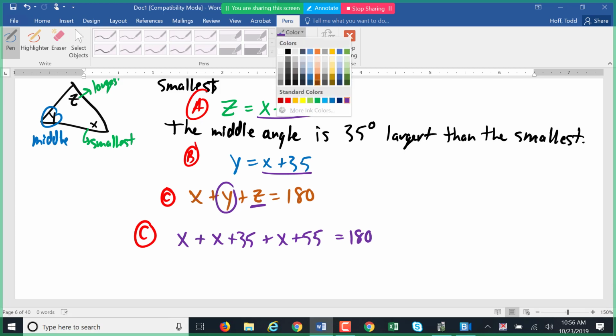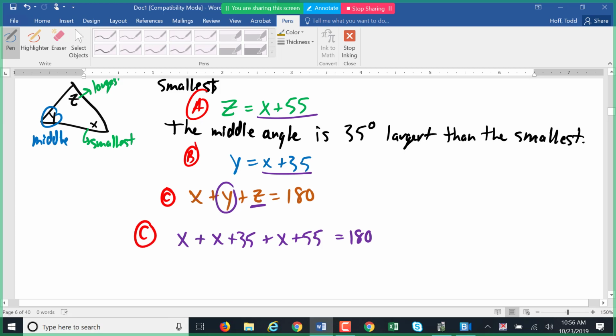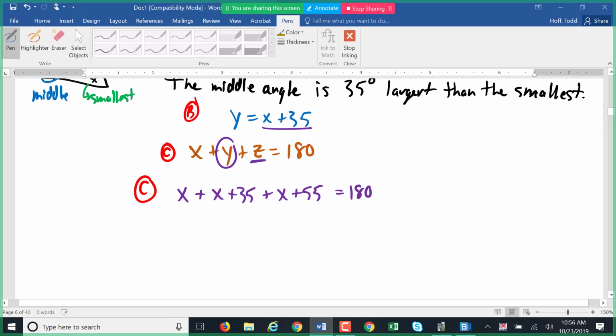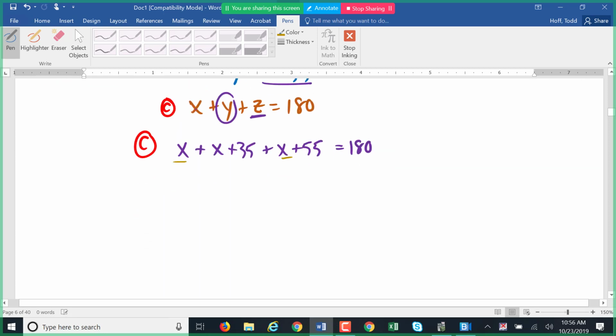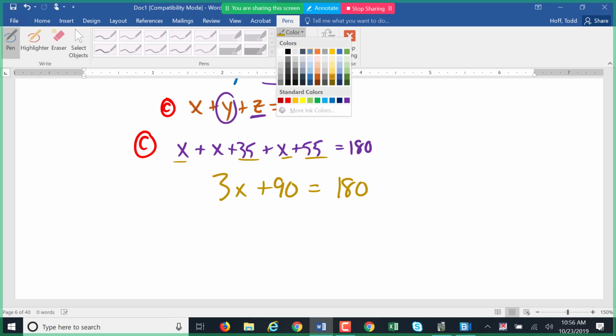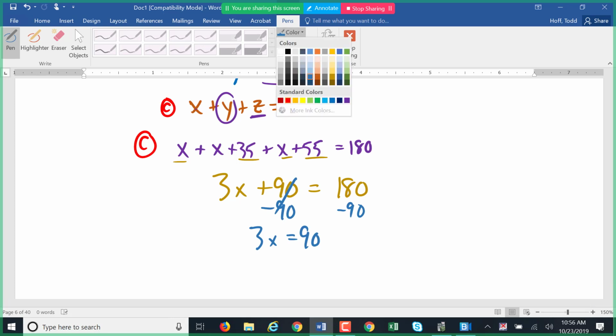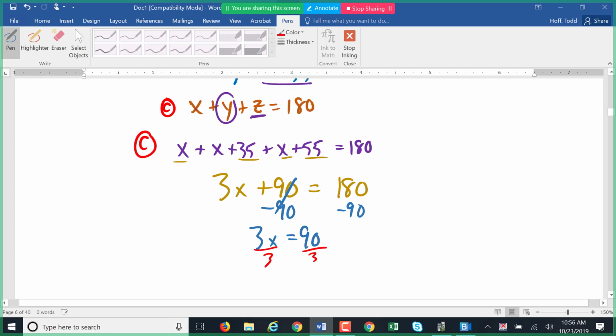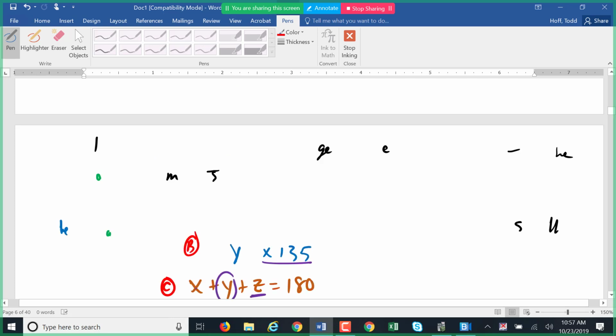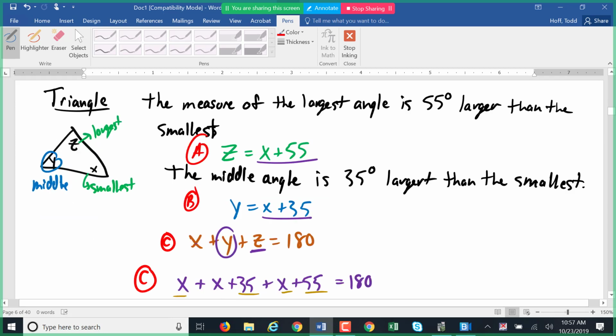And now we do our combining and solving. On the left side here, we have x, x, and x, which makes 3x. 35 and 55 makes 90, and that equals 180. So we'll solve by subtracting 90. So 3x equals 90, and we'll divide by 3. Get x equals 30, or x equals 30 degrees. So our smallest angle here is 30 degrees.